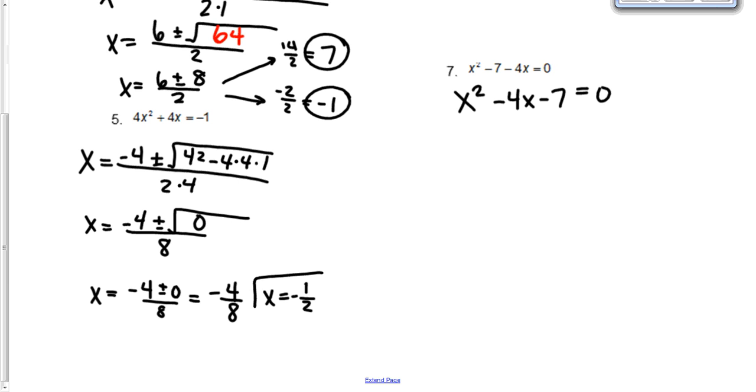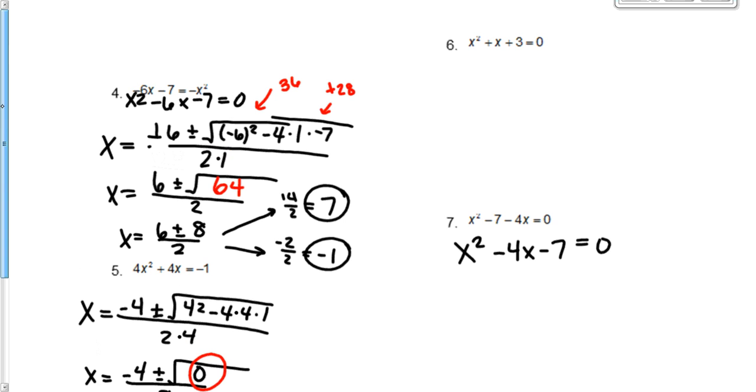And that happens sometimes whenever you have a graph that's just sitting on the x-axis, okay? So that one just had one root, and that happens whenever you get a 0 inside of your radical, okay? And we'll talk about that a little bit more in just a second, okay? Keep on going if you haven't already. I'm going to work out number 6, and I'll come back.